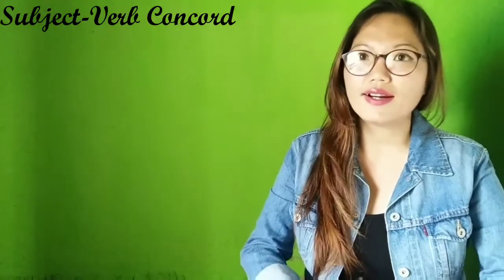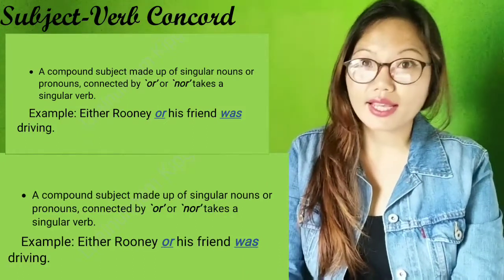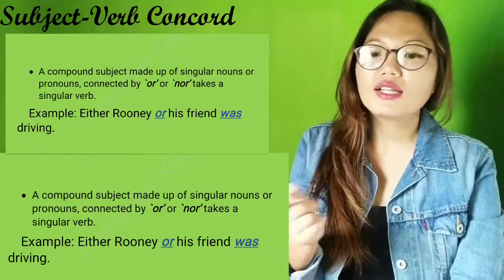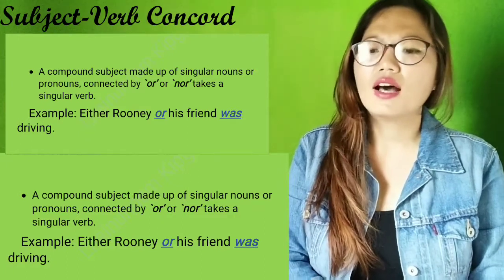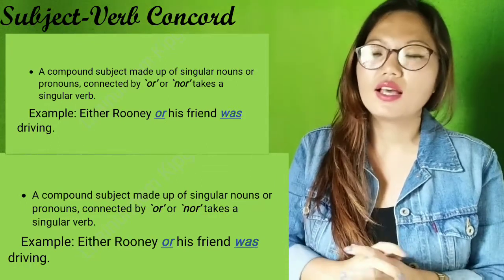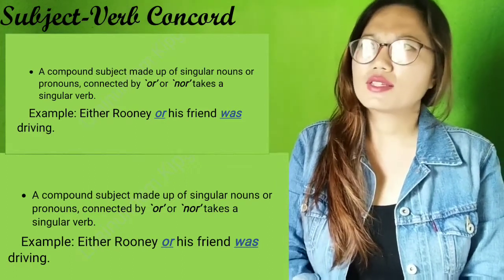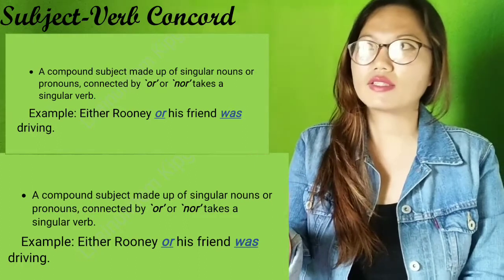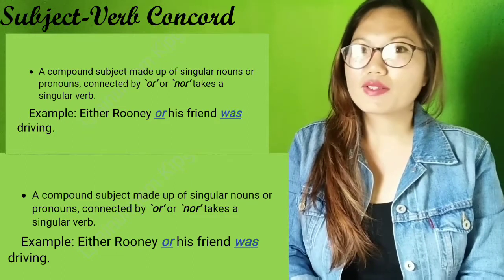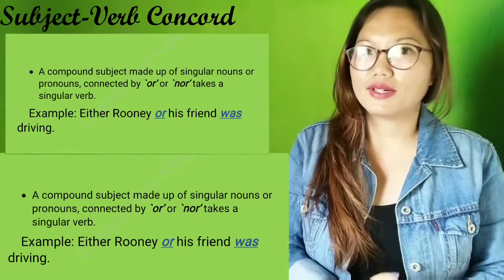The third rule we have here is this one. A compound subject made up of singular nouns or pronouns connected by or, nor takes a singular verb. Some compound subjects are connected by using or, nor, and sometimes the conjunction and. So if a compound subject is connected by or, nor, it always takes a singular verb.